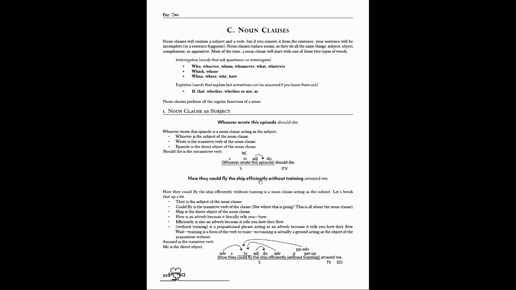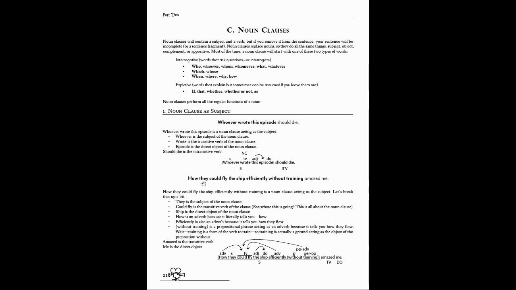So, how they could fly the ship efficiently without training. Oh, God. Okay, so let's look at this. How they could fly the ship efficiently without training. Well, without training is a prepositional phrase, so let's ignore that. Efficiently is an adverb telling me how they did it, right? So I'm going to ignore that. So now I have how they could fly the ship efficiently, or how they could fly the ship. But wait, how? How is an adverb too.